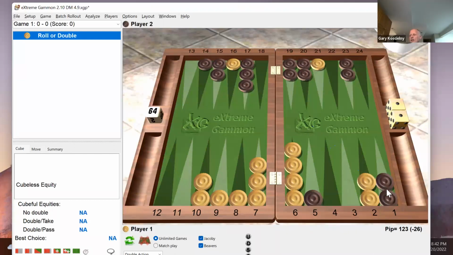Well, remember we had 4 blots before. Now black has an anchor. And it's only the ace-point anchor, which is not the best anchor, but it is an anchor. So the gammon potential has gone down here. And so here, do we even get to the double from here?